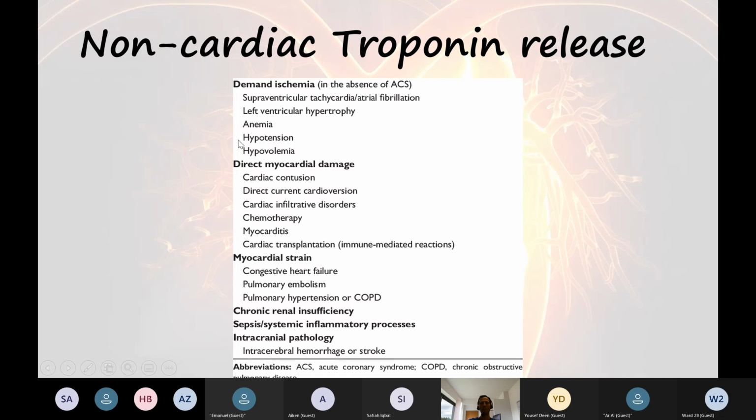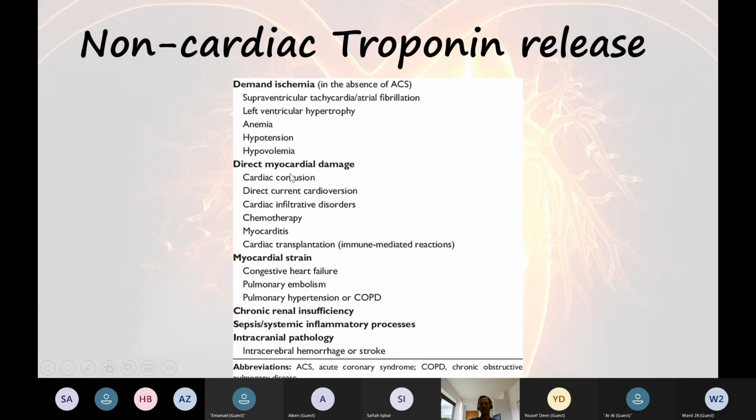Things like anemia, obviously, if you're very anemic, you're going to be perfusing your heart less well, and your heart's going to have to work harder in order to pump more blood to get the same amount of oxygen to tissues. Hypotension will reduce the pressure going down the coronary arteries. And obviously, hypovolemia links into things like hypotension.